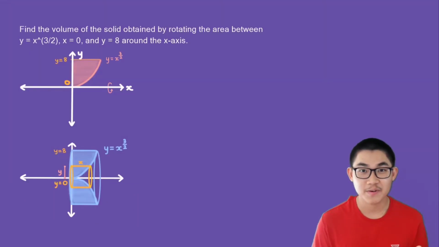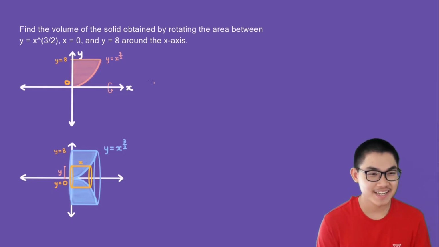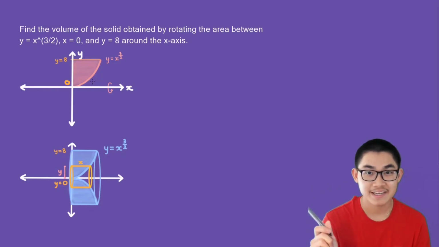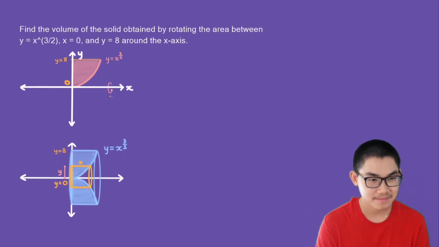In this video, we're going to find the volume using the cylindrical shell method, but we're going to do examples where we have to integrate with respect to y. So let's take a look at this example. We have a function, y is equal to x to the power of 3 over 2. That's this pink function right here. And we're going to take the area between 0 and 8, so this area right here, and rotate it around the x-axis.